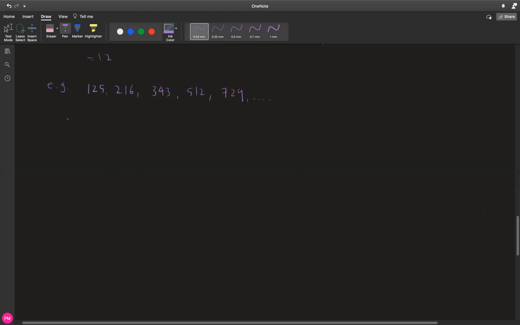In problems like this, it would normally take a longer time than the other problems, because you do not really have a specific guideline on how to go about this. You just have to fiddle around with the numbers, see the difference between them, and find patterns. So in this case, 125 is actually 5 cubed, so it's 5 times 5 times 5. 216 is 6 cubed. 343 is 7 cubed, then 8 cubed, and 9 cubed.